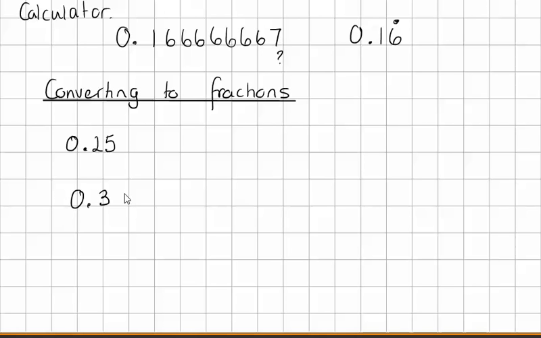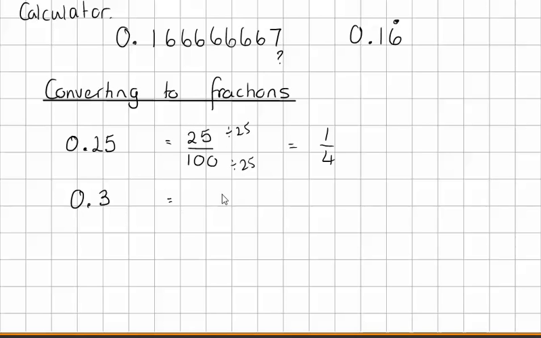For 0.25? Yeah. It's 25 out of 100. Good, perfect. 25 over 100. So that's the quickest, easiest way of putting a decimal as a fraction. Now obviously 25 over 100 can be simplified. So we divide by 25 and we get 1 over 4. But this step is what's important.